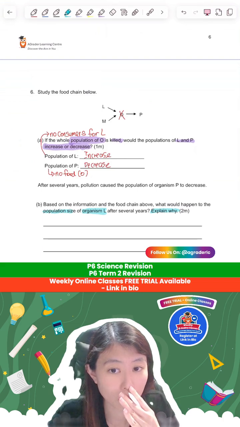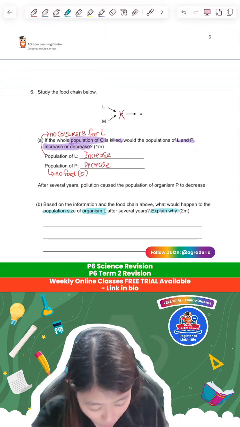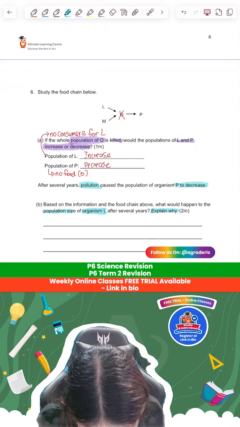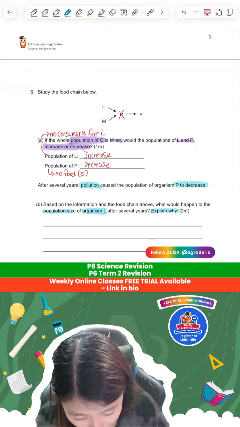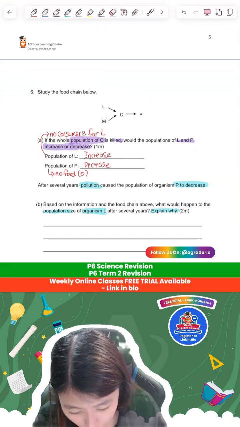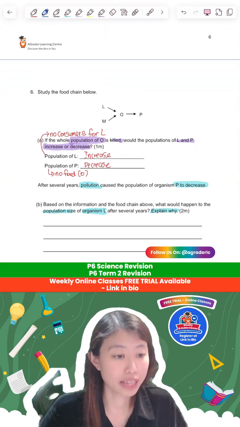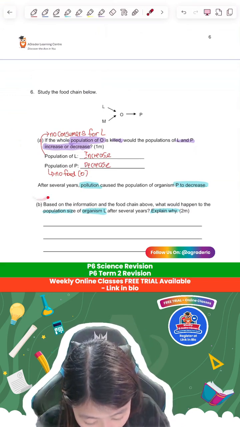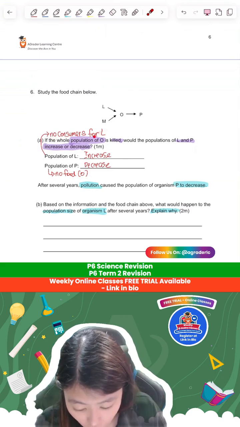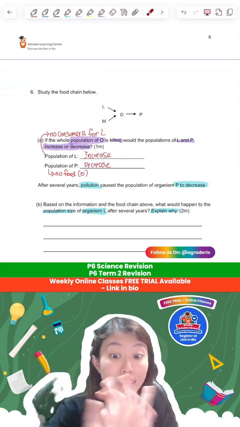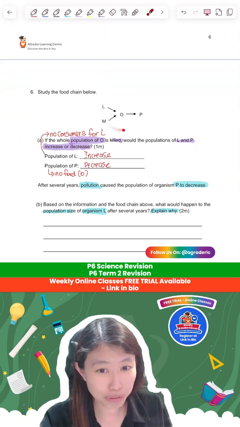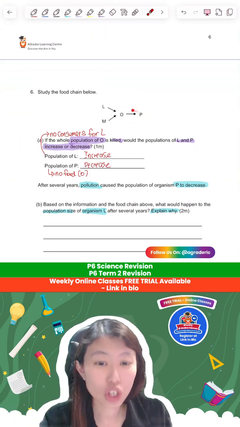Okay, but why? Take note. I highlight the key thing here: pollution caused population P to decrease. I erase this part first, okay? Pollution caused P to decrease. Why? Step by step, step by step. Everybody, this is a separate one. A is if the whole population O is killed. Now revert back, go back to its original food chain. The pollution caused P to decrease.